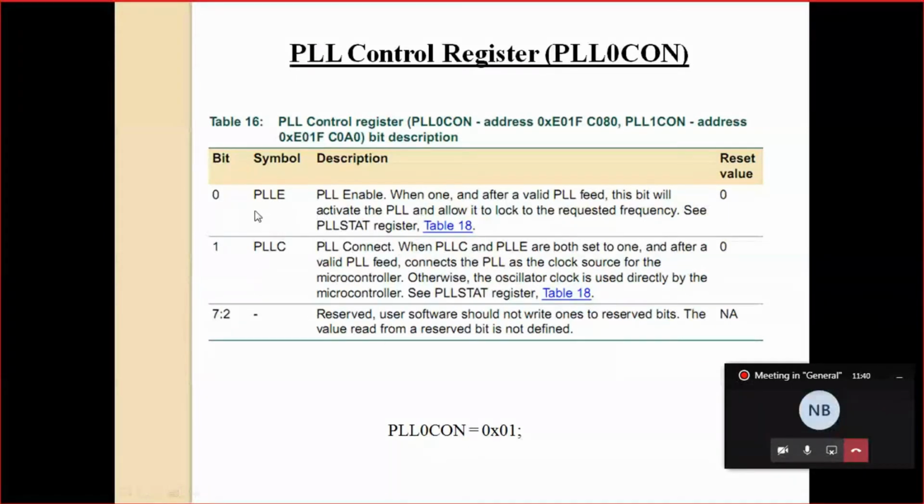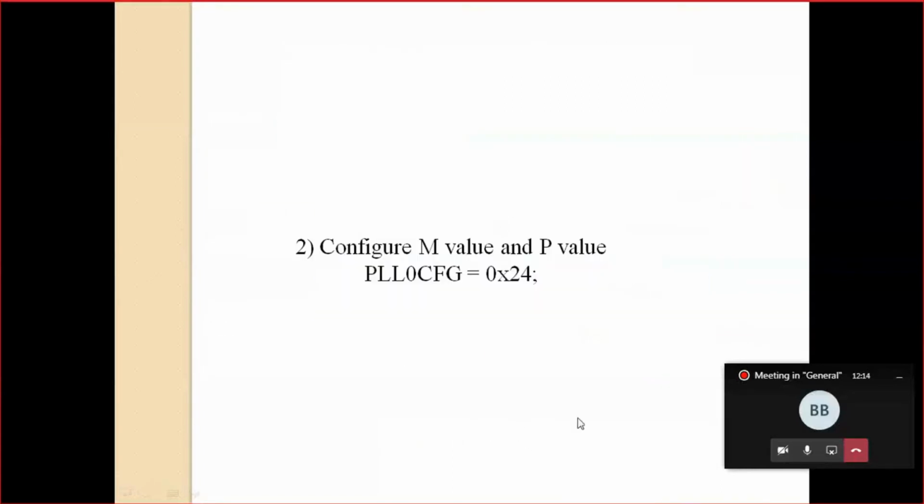So in this step you are enabling the PLL but disconnecting the PLL. So what will be the value? 0th bit will be value 1 and the first bit 0, because you are disconnecting. So what value you need to write into PLL0 control register? 0x01. Right? So this is the first step.